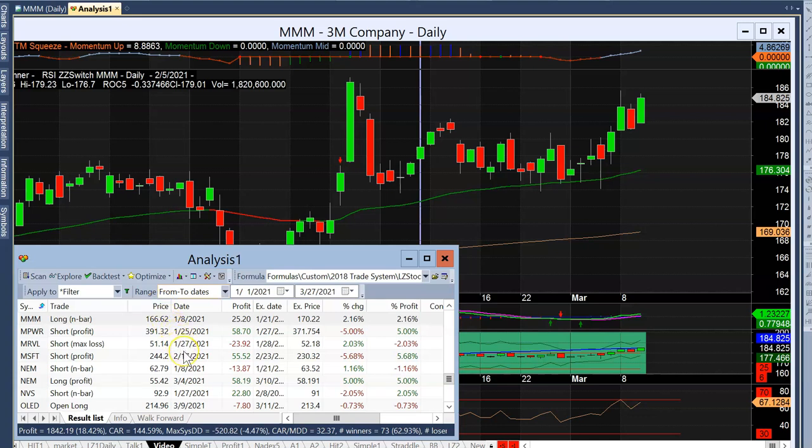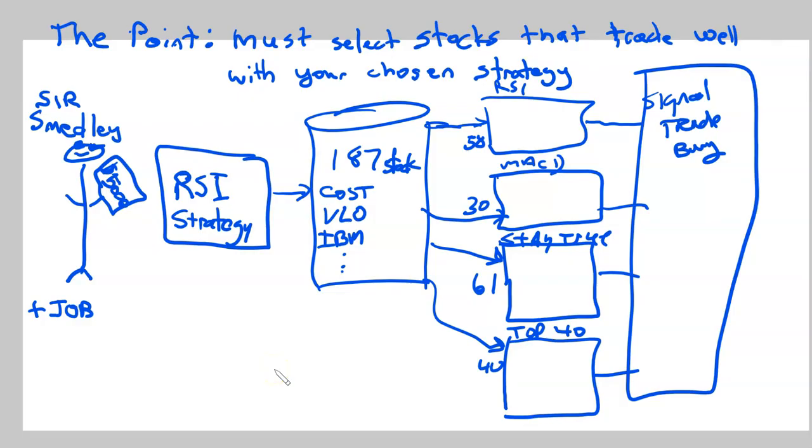Anyway, the backtester is fantastic on this, and it's so easy, and it allows me to go ahead and produce a list. Let me just summarize now. The point I'm trying to make is, if Smedley has $5,000 to invest, and he knows a simple strategy, in our case RSI, but I use two simple strategies, RSI and MACD, and he has some favorite stocks, what he can do is divide those favorite stocks into baskets. In our case, which stocks trade best with RSI? There's 58 of them out of 187.